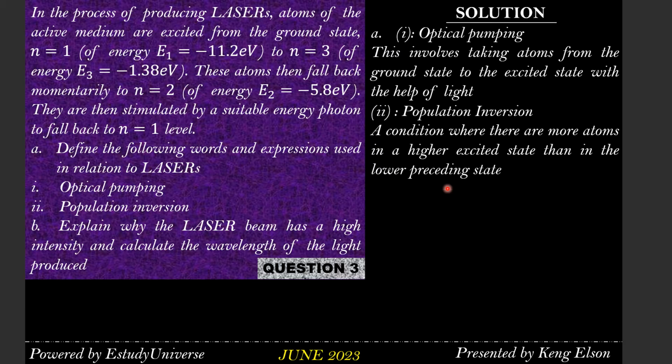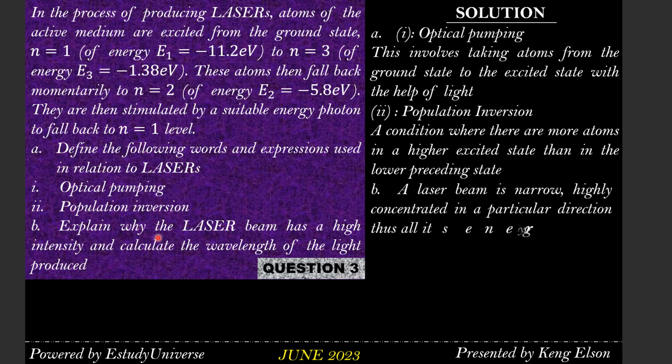All right, now let's go to B, which is asking us to first of all explain why the laser beam has a high intensity, and calculate the wavelength of the light produced. So your first assignment is to tell me in the comment section what the acronym laser means, because laser stands for something. It's an acronym, that's why you see it in capital letters. It has a full meaning. Let me start: light amplification. I think you're going to complete it. Tell me in the comment section if you know what it means.